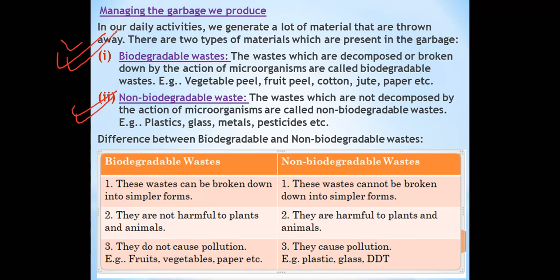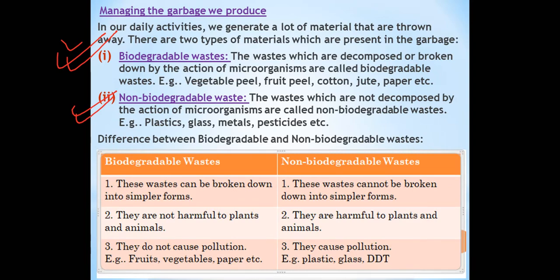So what are biodegradable? Bio means living, degradable means broken down. The waste which is decomposed or broken down by the action of microorganisms is called biodegradable waste. So it's very easy, nothing to get confused over there. The waste which is decomposed, or you can say broken down into small pieces by microorganisms, is called biodegradable waste. Example, vegetable peel, fruit peel, cotton, juice, paper.